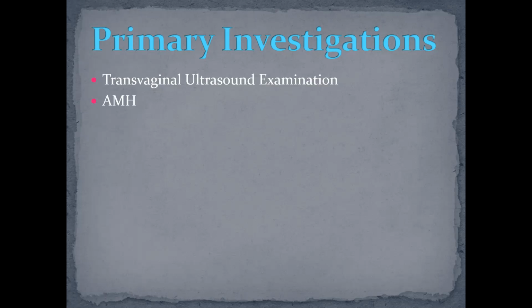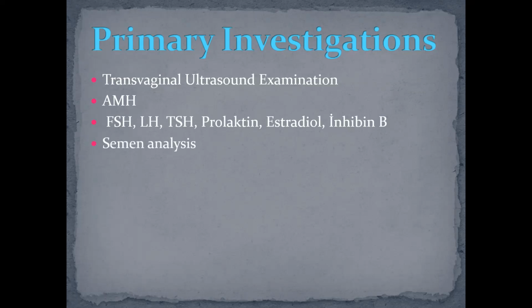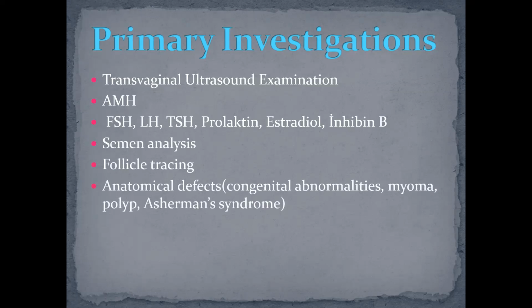detection of anti-Mullerian hormone. This demonstrates the reserve of the follicles. We check the level of hormones in the blood serum: follicle stimulating hormone, luteinizing hormone, thyrotropic hormone, prolactin, estradiol, and inhibin B. Of course, semen analysis, follicle tracing, anatomical defects, presence of congenital abnormalities, myoma, polyps, and Asherman syndrome.